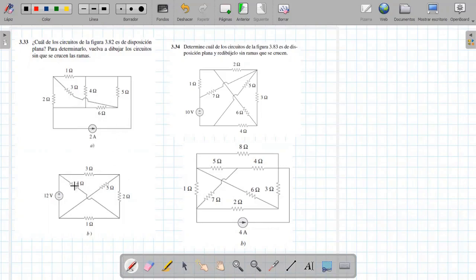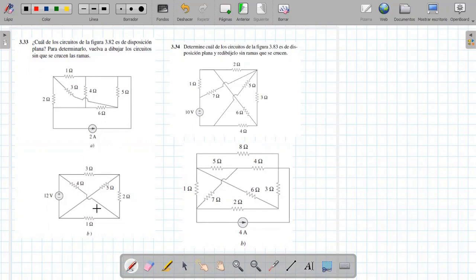Here we see another one. A resistance passes, a curve comes. What the exercise asks is which one can be redrawn so that no conductor has to pass over another. From experience, I see that for this exercise it would be B. Which one of the two? Well, it would be B.